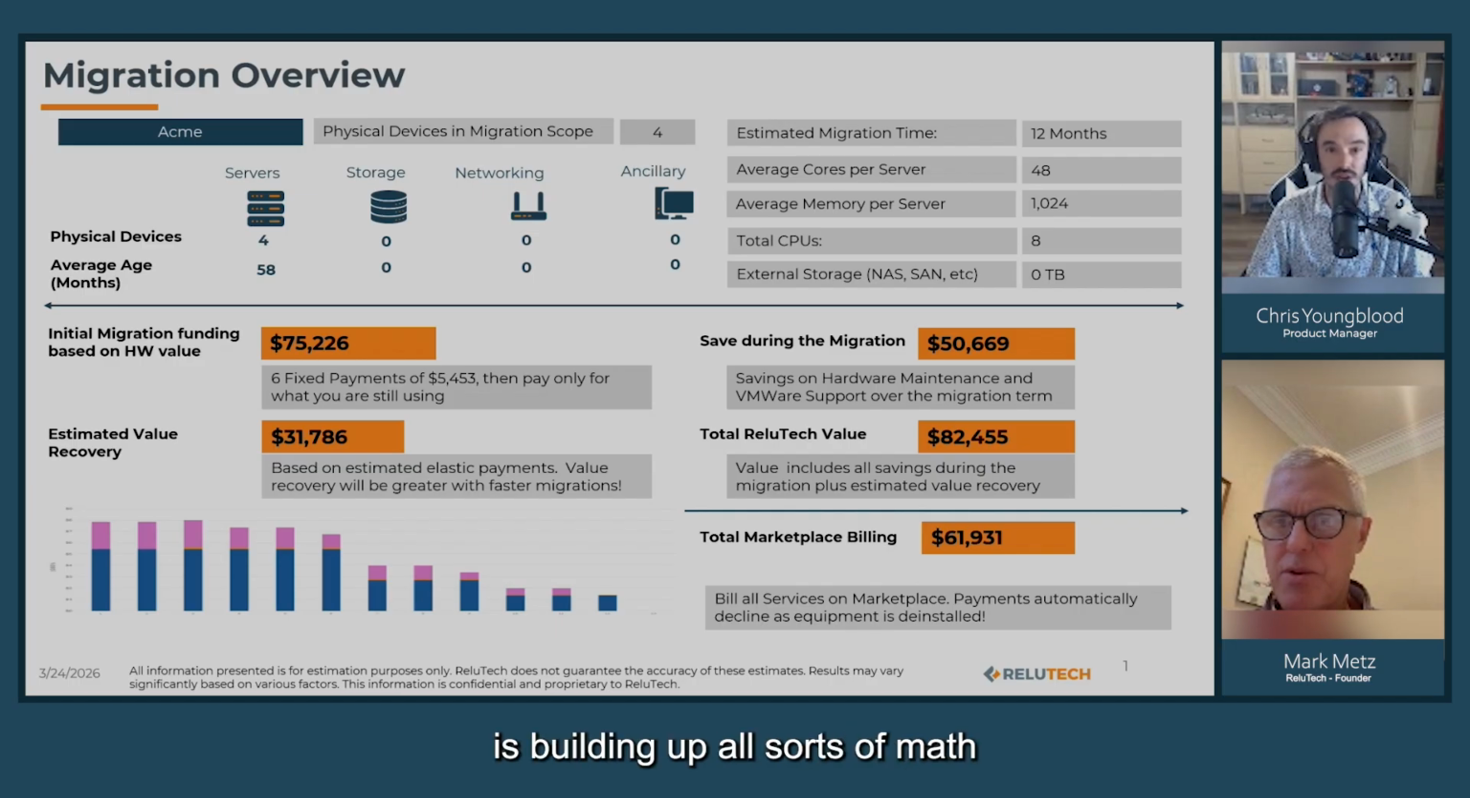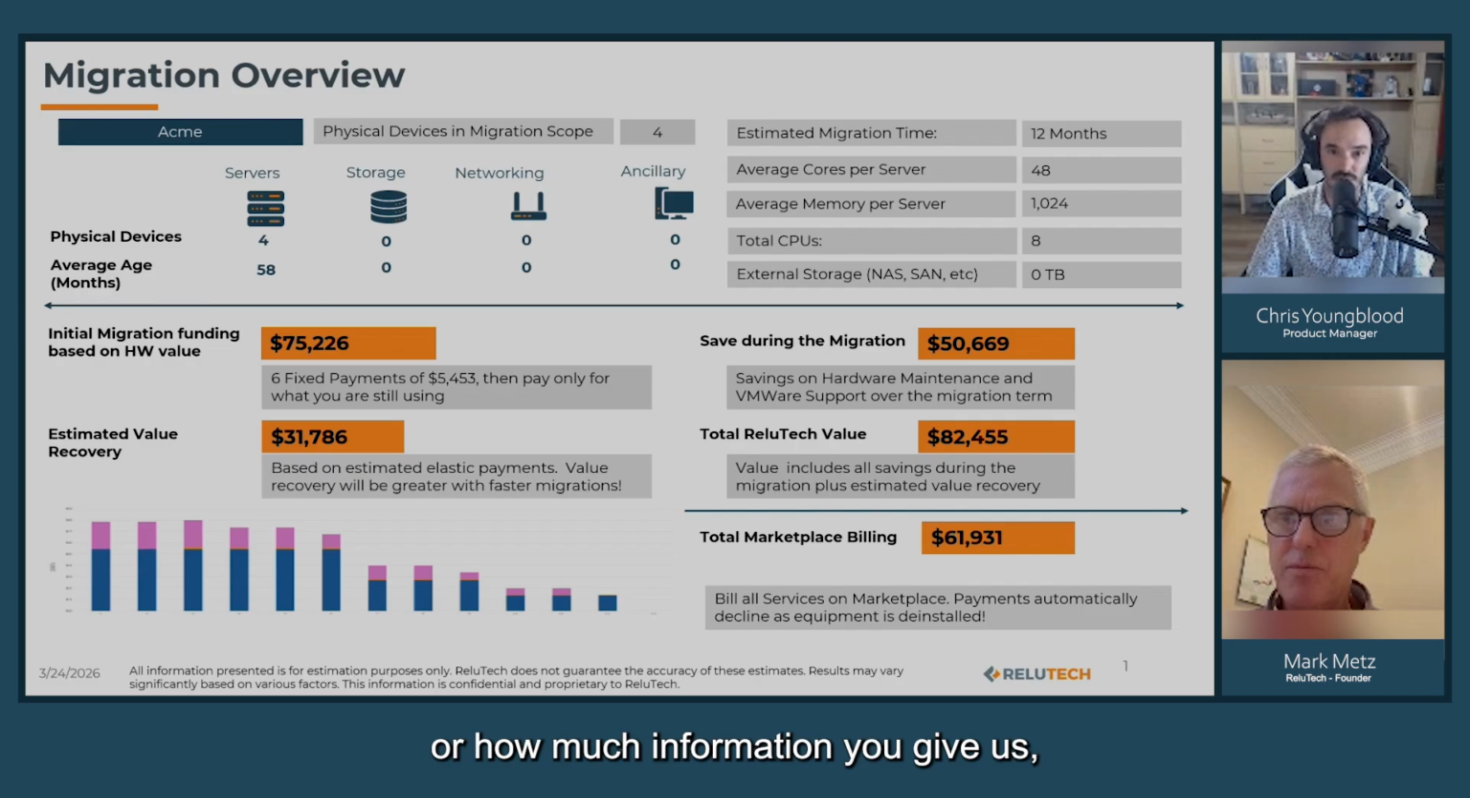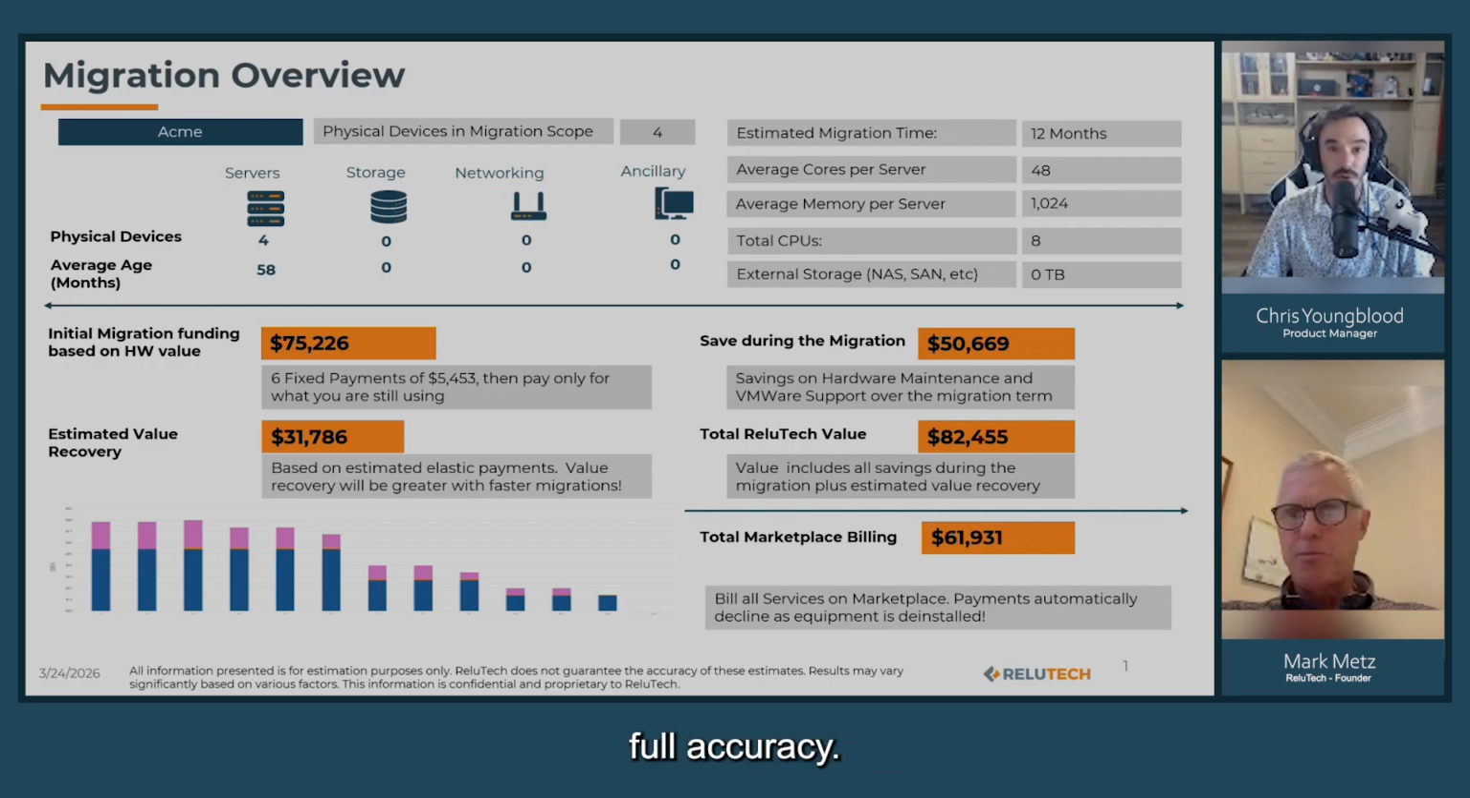So for us, what we've been doing is building up all sorts of math, so you don't have to figure out all this stuff, so that we can say, okay, depending on how little or how much information you give us, we can give you something that is, frankly, as accurate as the information you've given us, to the point where with full information, you get full accuracy.